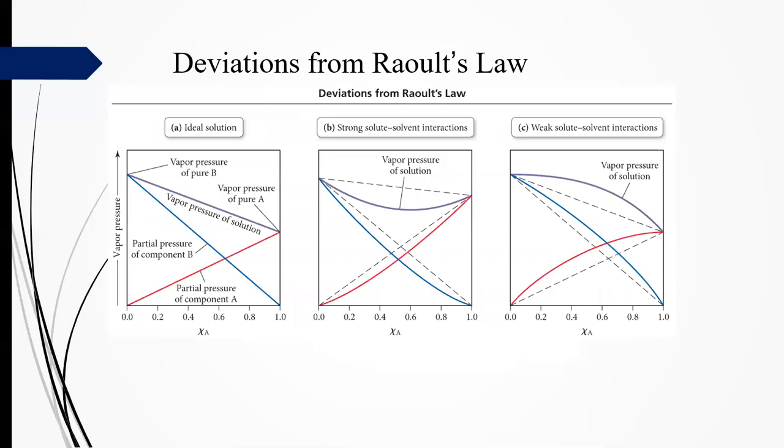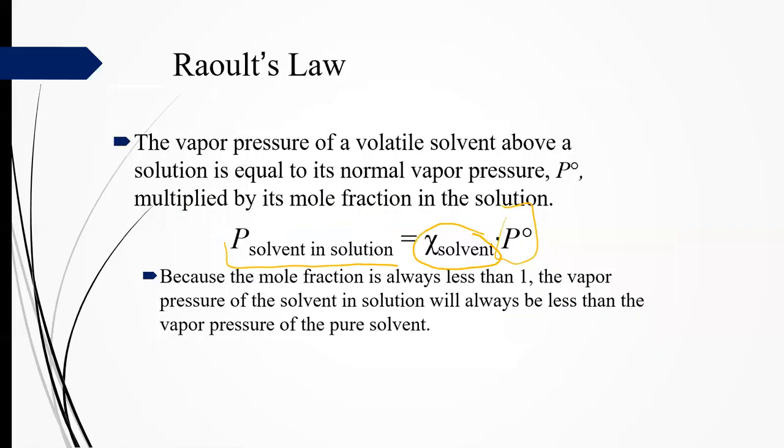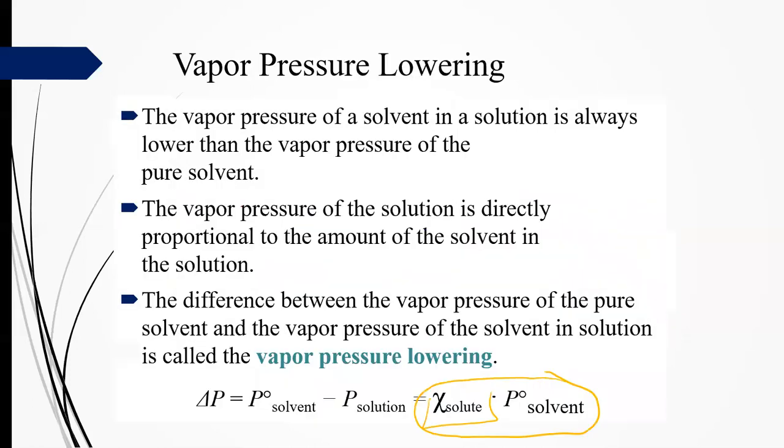We're not going to worry too much about the deviations. You can kind of see them here in the ideal solution. Vapor pressure of B, vapor pressure of A. We're kind of following along on that line. But in reality, you get these curves based on whether you have a strong solute-solute or a weak solute-solvent interaction. For us, what we really want to know is these two parts here. We should be able to calculate the pressure of the solvent using its mole fraction. We should also be able to anticipate how much it was going to lower based on the mole fraction of the solute.